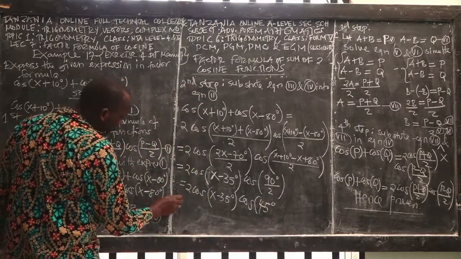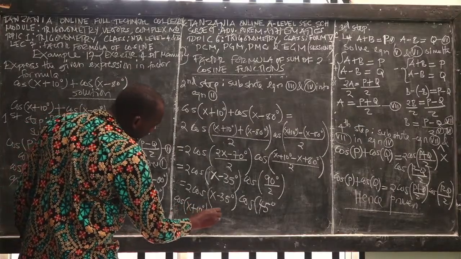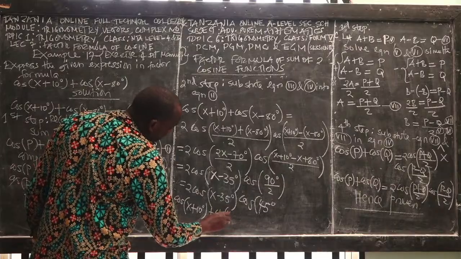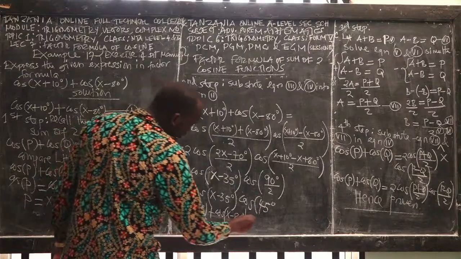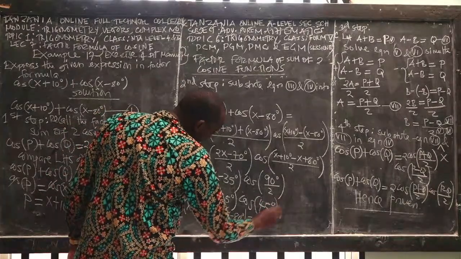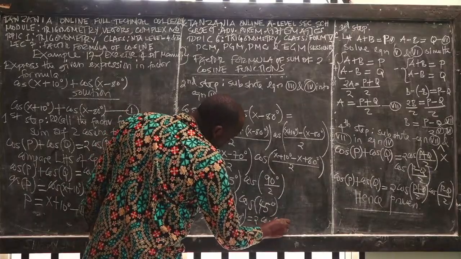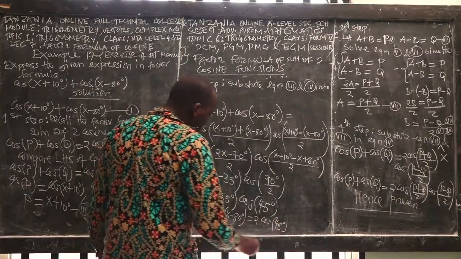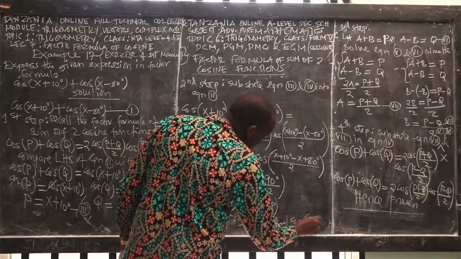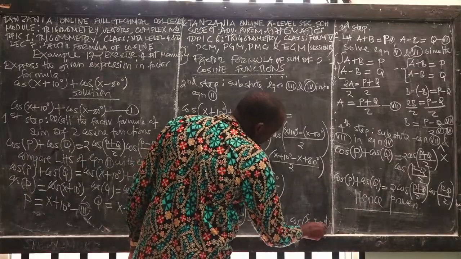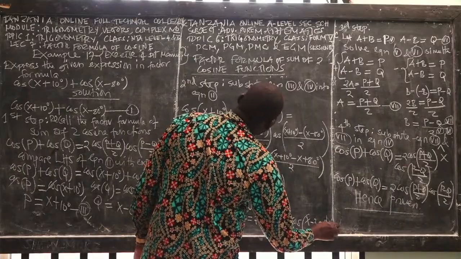So therefore, cosine of x plus 10 degrees multiplied by cosine of x minus 80 degrees. This is equal to what? It is equal to twice cos of 45 degrees, because it is constant, it is known, this is a special angle, multiplied by cosine of x as a variable minus 35 degrees. This will be equation 5.